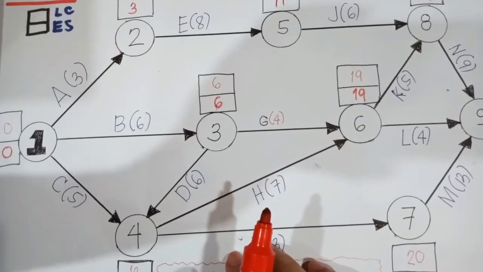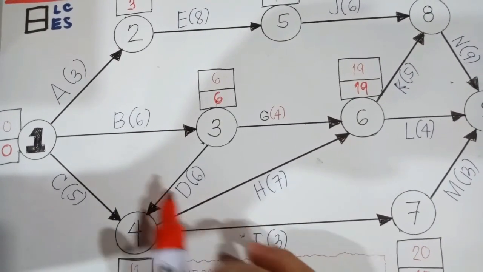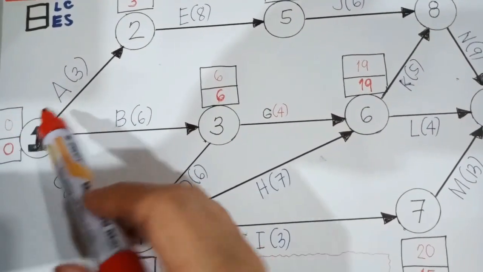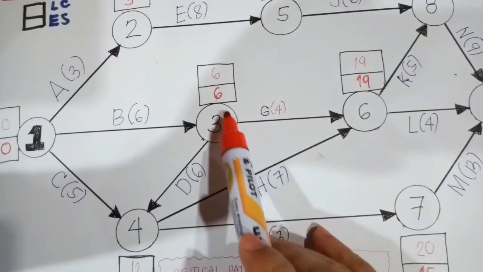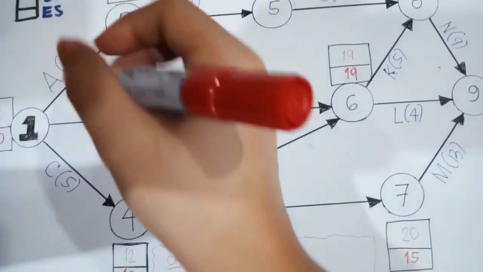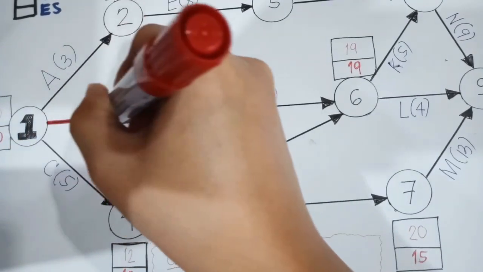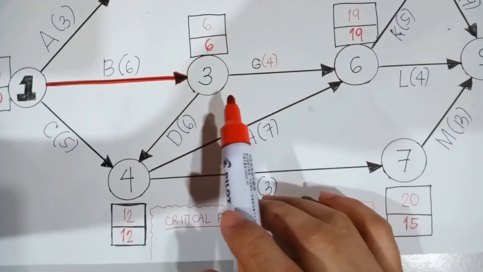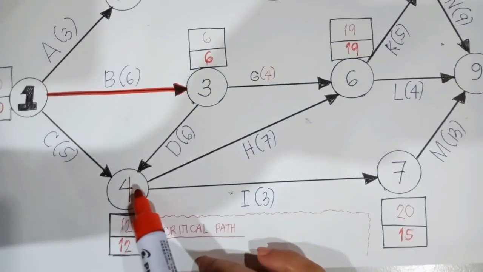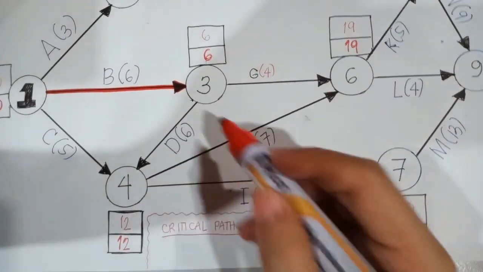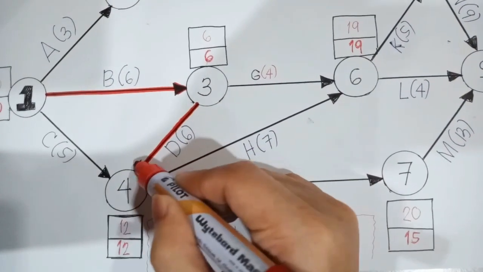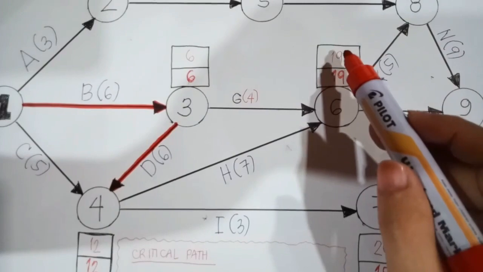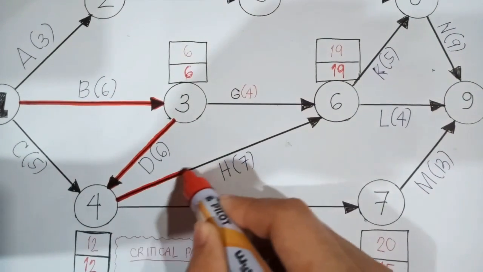So our first critical path would be from node 1 to node 3. As you can see, they are equal, 0, 0, and also 6, 6. So all we need to do is highlight this. And also we have node number 4. They are equal, 12, 12. So we need to highlight this one as well. And next we have node 6. We have 19, 19. So let's highlight this.